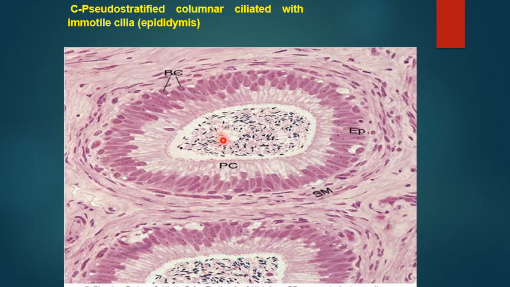Pseudostratified columnar ciliated with immotile cilia. In fact, it is long microvilli. It is present in one organ in the male genital system, the epididymis. This long microvilli is important. Why? Here the sperms are stored. During this period, there is a change in the morphology of the sperm and absorption is needed.